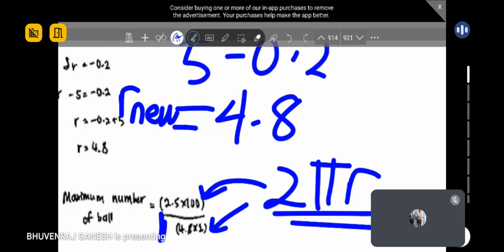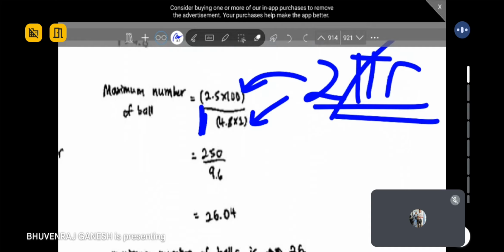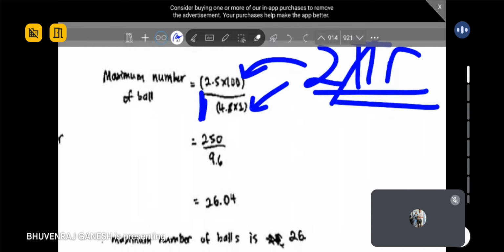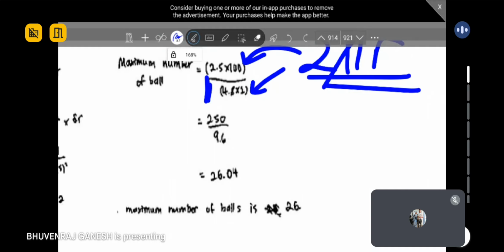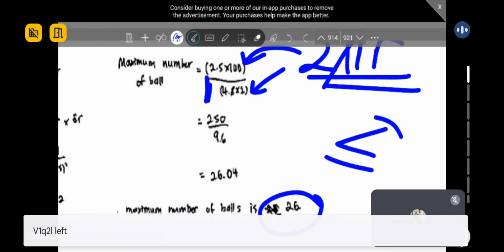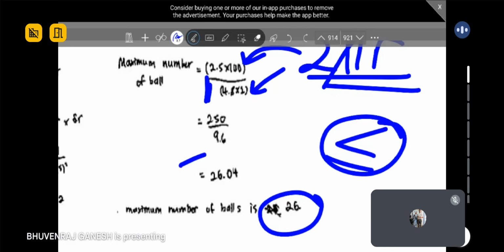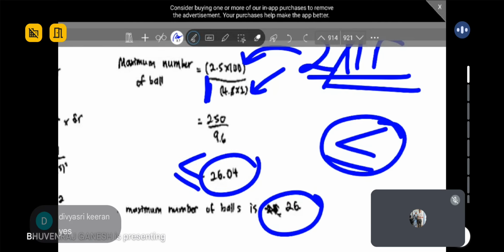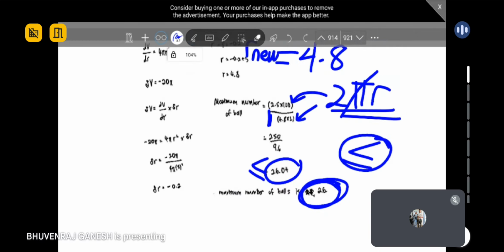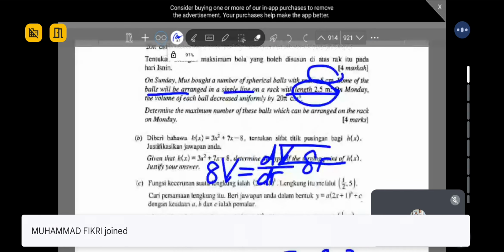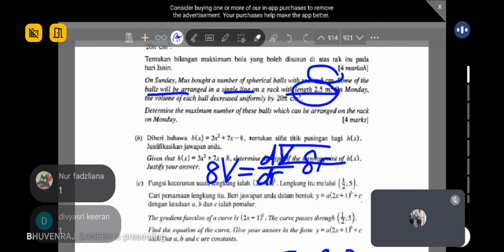The pi already automatically cancel. That's why they never show the pi. They just take 2r. Pi sudah potong. Alright, so you will get 26.04. Kamu boleh bundarkan lah. You just round off your answer. Become 26. So why they choose 26? Because they say maximum, guys. Maximum symbol ketaksamaan macam ni kan? Am I right? Maximum means less than or equal to 26.04. So that's why you use 26 lah as your final answer. Do you guys understand? Satu atau dua untuk soalan A? Clear, right? Okay, so we go on.